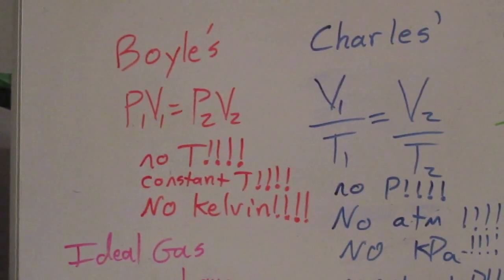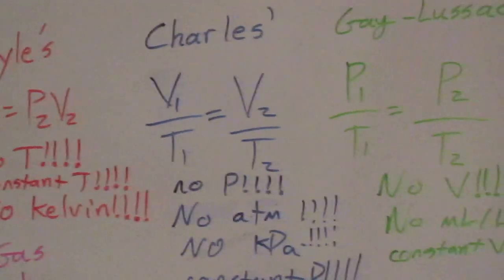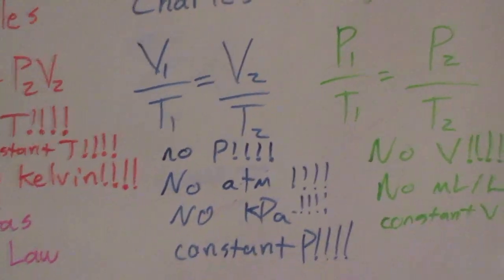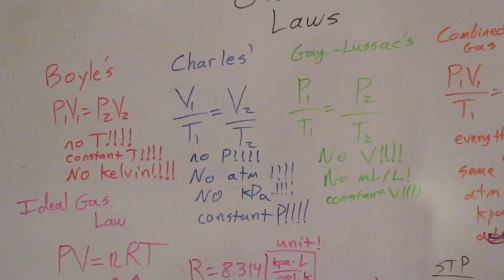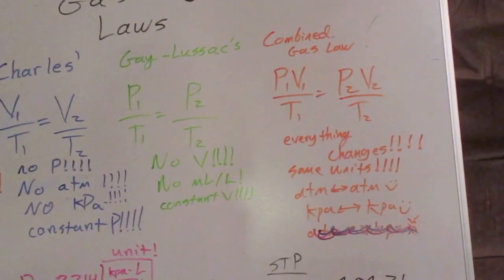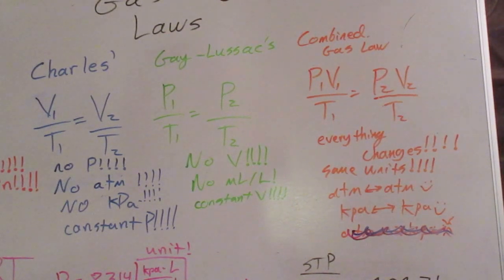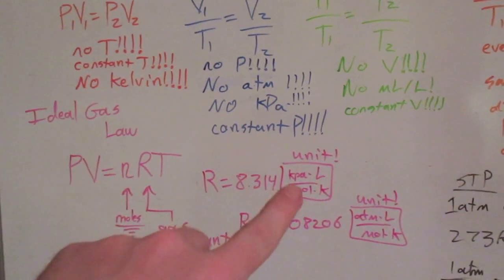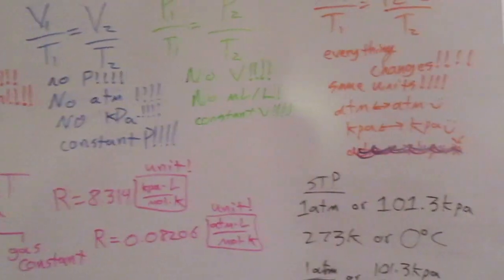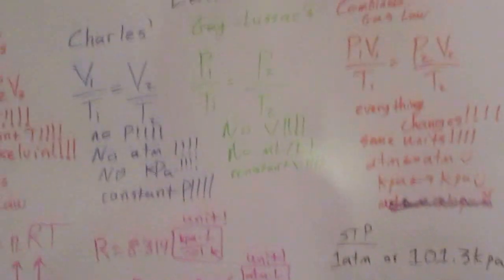Alrighty, so the first thing I want you to focus on, Boyle's Law. Charles's Law. Me still not knowing how to use my camera. And Gay-Lussac, kind of all together. Again, constants, all that stuff. We got our boy, the combined gas law. Please note that we do not want ATM and KPA. It needs to be ATM, ATM, or KPA, KPA. We got our ideal gas law with our two different R values. We got our R value with KPA. We got our R value with ATM. And as you have already seen, just a little STP stuff.